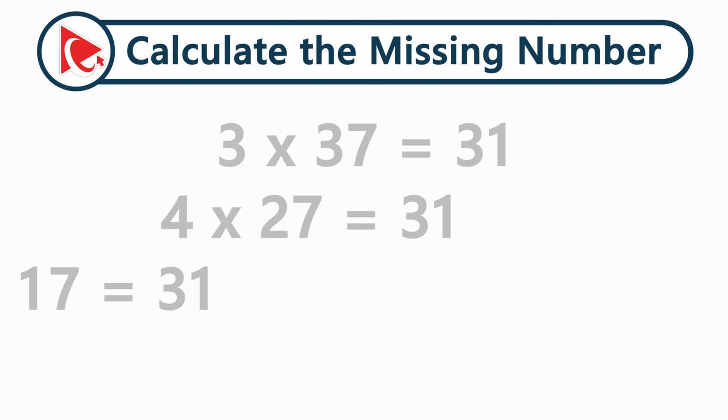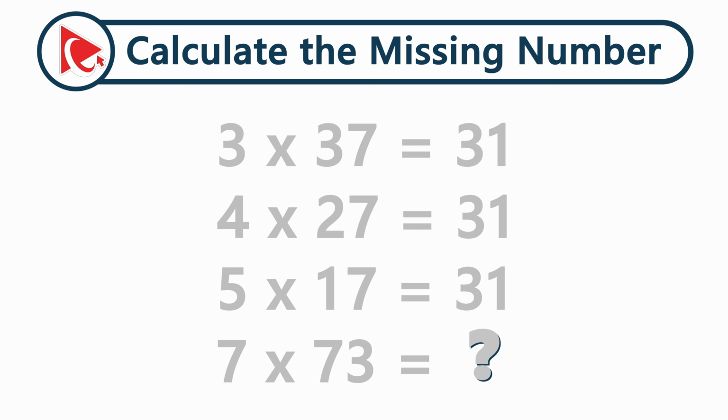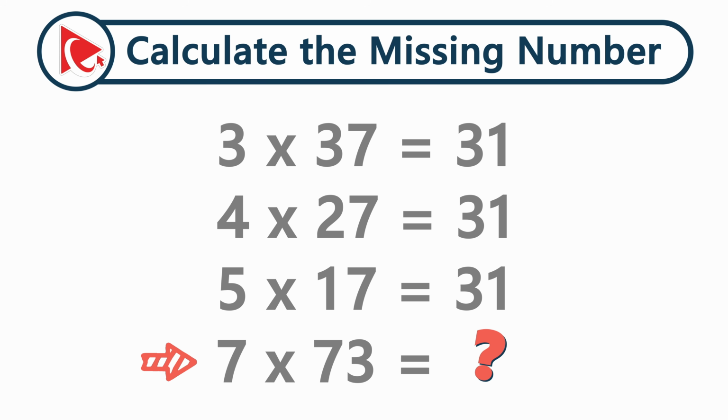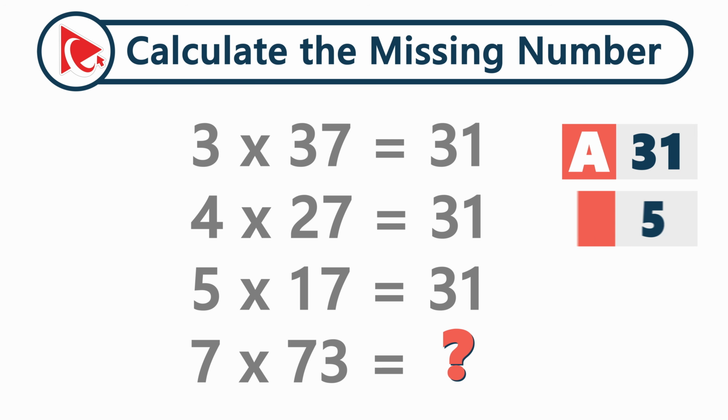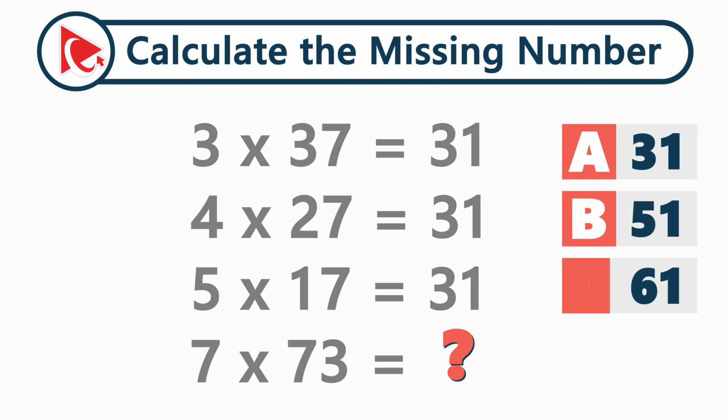You're presented with the series of unusually looking expressions. 3 by 37 equals 31. 4 by 27 equals 31. 5 by 17 also equals 31. And we need to calculate and find the answer for the expression 7 multiplied by 37 and select it out of 4 possible choices. Choice A, 31, choice B, 51, choice C, 61, and last but not least, choice D, 71.